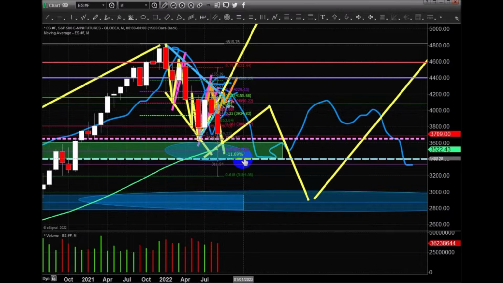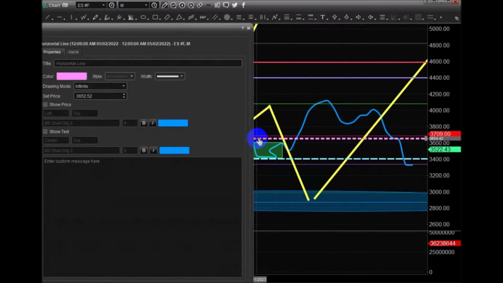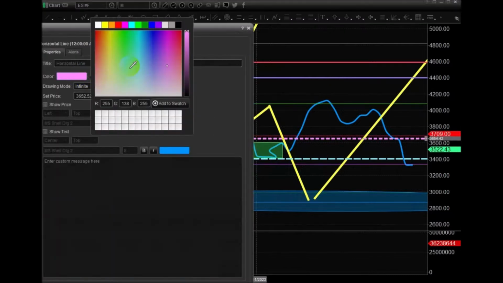We get below this level, then we're going to be looking at 3412, 3410 on the S&P, which would be roughly 340 on the SPY. This would put us at 364, 365 here on the SPY. So anything above this level is still technically bullish. Let me change this to light green.